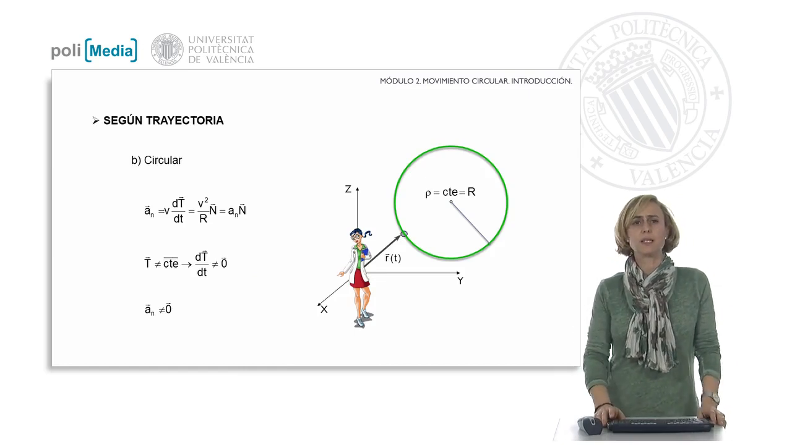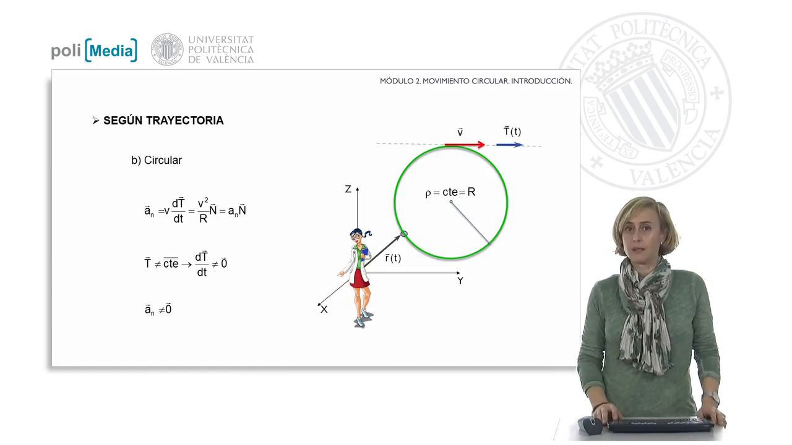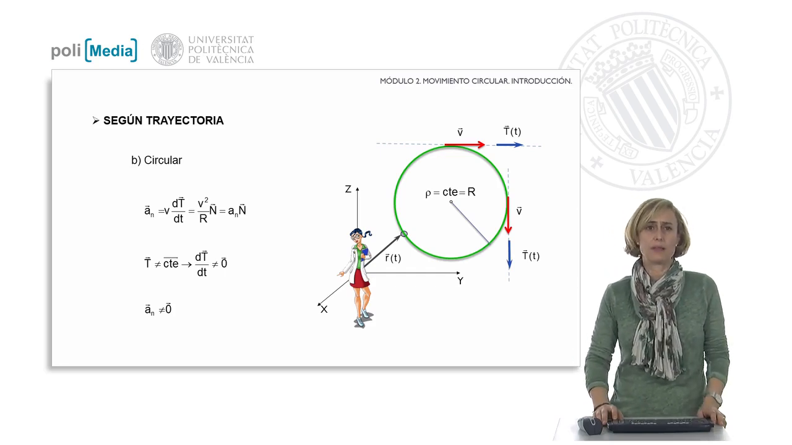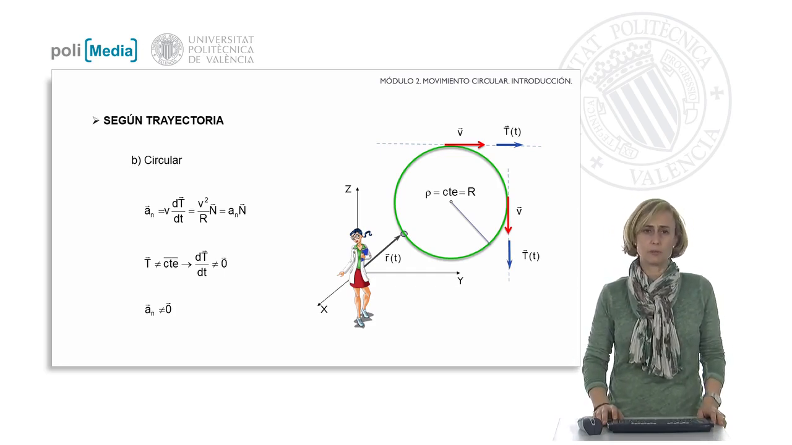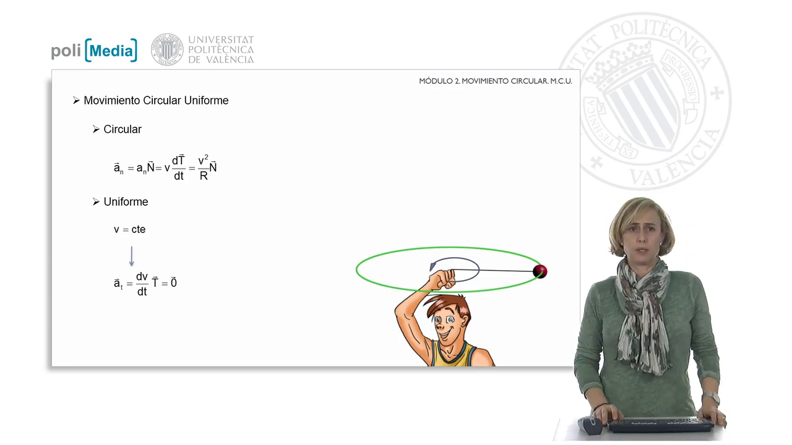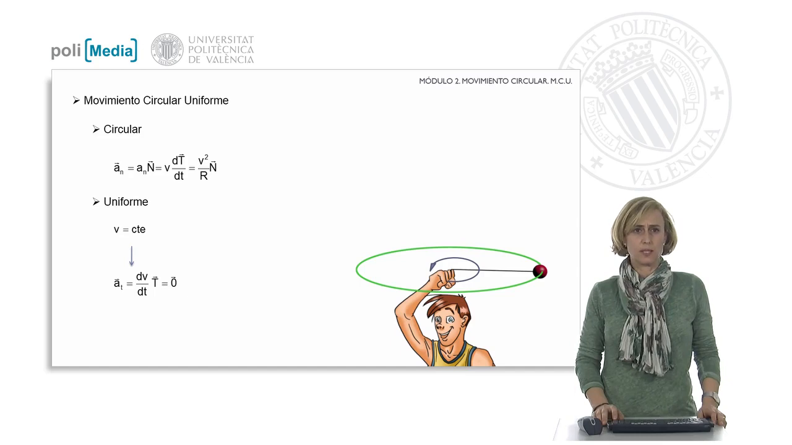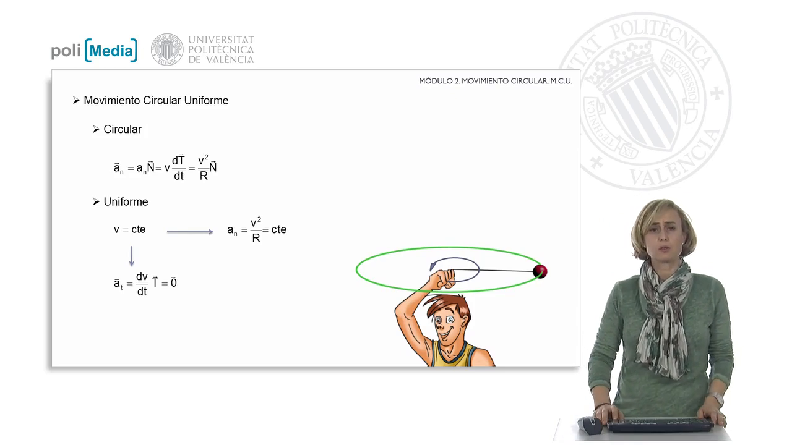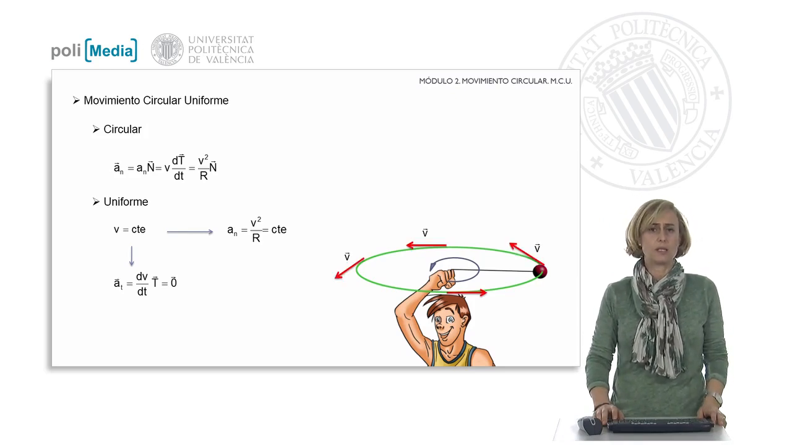Let's remember the characteristics of a circular motion. The velocity changes in direction and sense, as does the tangent vector. Therefore, as the normal acceleration depends on the derivative of the tangent vector with respect to time, it will be non-zero. Let us also recall the characteristics of uniform motion. The velocity is constant, and therefore the tangential acceleration is zero. In this case, the normal acceleration is constant. Note that the velocity is constant in magnitude, but not in direction and sense.